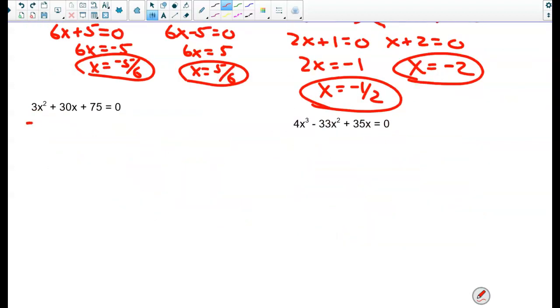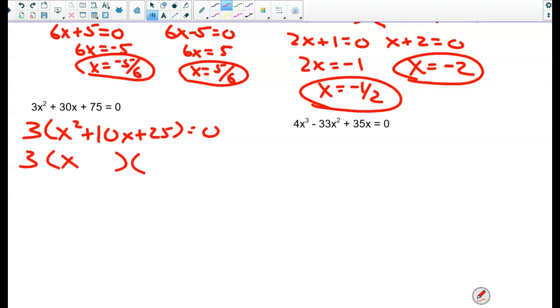Next one, I'm going to take a 3 out, and I'm left with x squared plus 10x plus 25. That's an interesting one in the sense that if you factor it, you put your parentheses down, x and x for the x squared. My factors are 25, or 5 and 5, or 1 and 25. I'm going to use 5 and 5 here. Because 5x and 5x give me my 10x that I need.